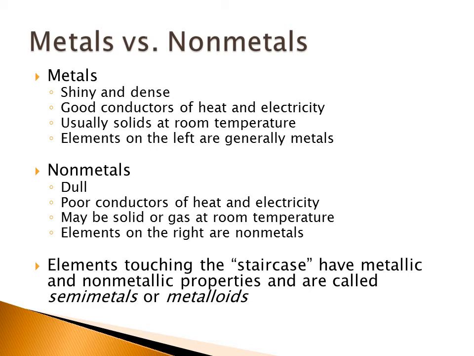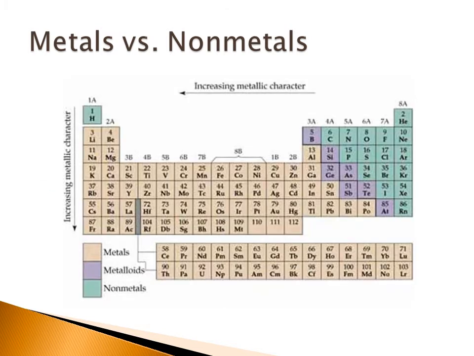Now, there are a few very special elements that have some properties that would categorize them as metals, and some properties that would also categorize them as non-metal. And so they're kind of somewhere in between, and we call them semi-metals or metalloids. And you need to be okay with seeing either word used to describe those elements. They're not metals. They're semi-metals or metalloids. If you look at the periodic table, you'll notice that there is a staircase.